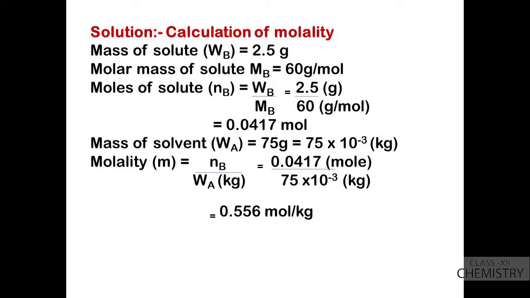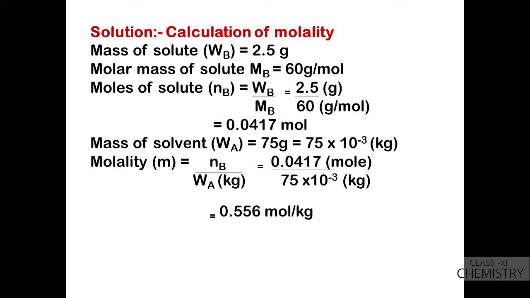Calculation of molality. First we calculate the molality. For calculating the molality, we first write the mass of the solute, WB, is equal to 2.5 gram. Molar mass of the solute, MB, is equal to 60 gram per mole. Moles of solute, NB, is calculated by the formula WB divided by MB, which is 2.5 divided by 60. After dividing this, we got the result 0.0417 mole.